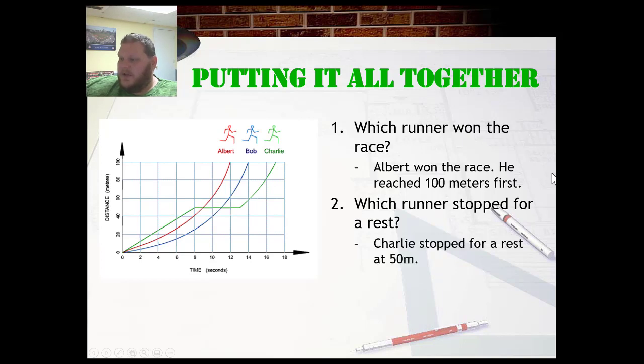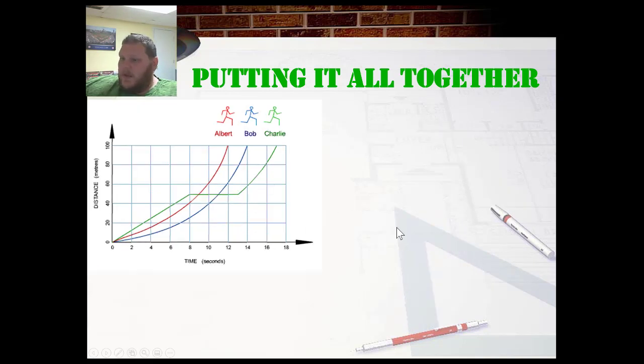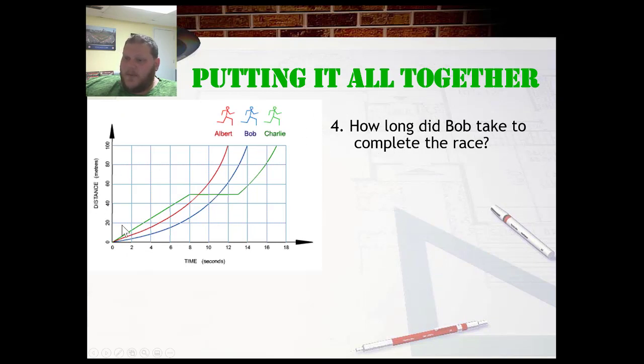So Charlie is the one in this case that stopped for a rest at the 50-meter mark, so halfway through the race. How long did he stop for? Well, he stopped at 8 seconds, and then he started taking off at 13 seconds. So 13 minus 8 means he was there for 5 seconds. If we look at the next question, same graph, still distance versus time: how long did it take Bob to complete the race? Well, Bob gets to the 100-meter mark here at 14 seconds.